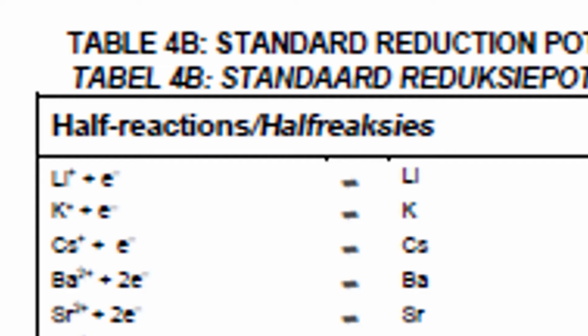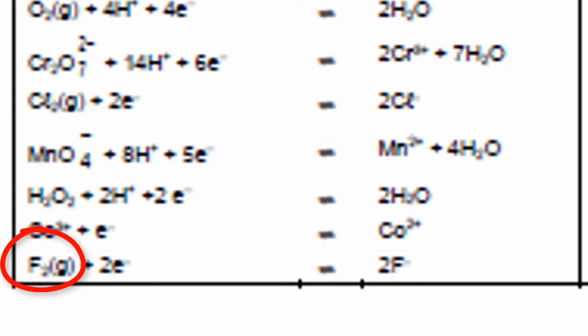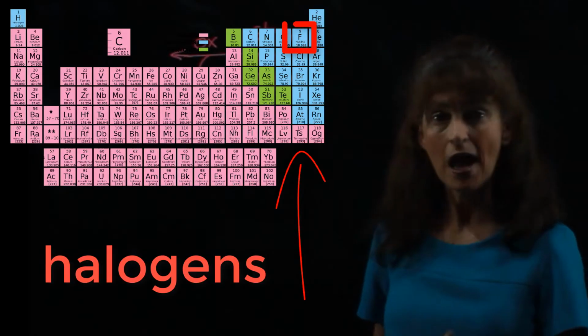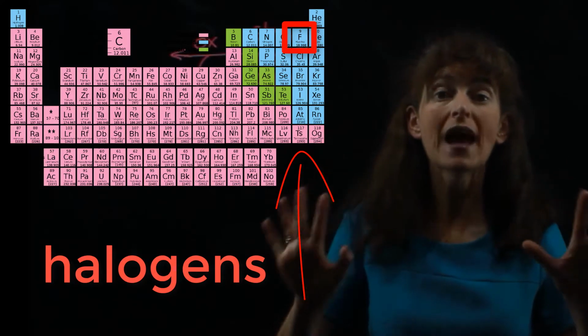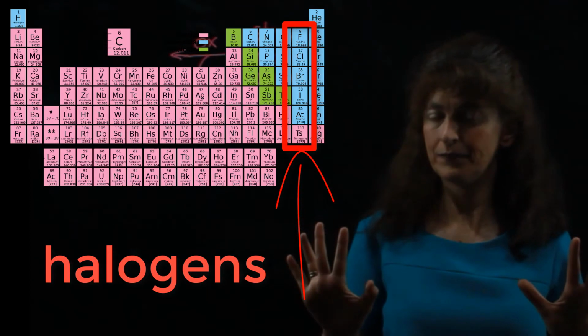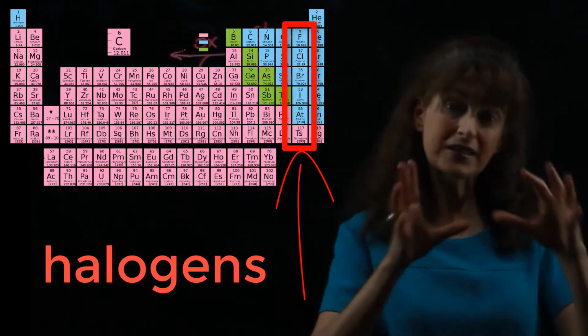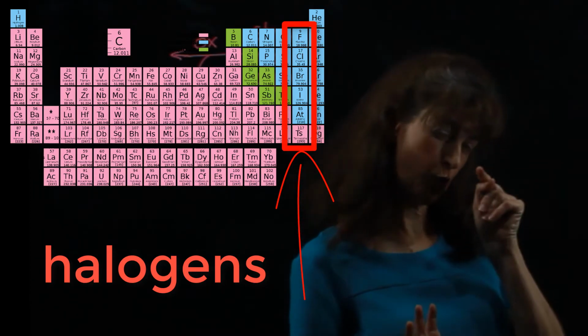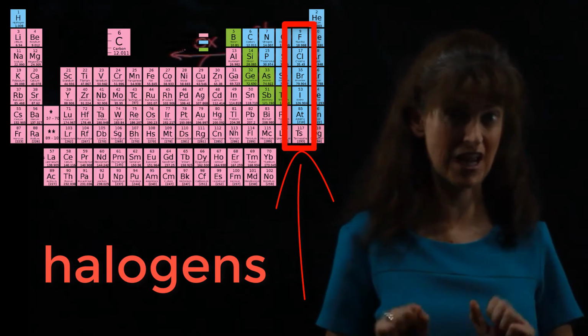Then let's go to fluorine. Fluorine's at the bottom left. Fluorine is a halogen, and it's the most reactive of all the halogens. Halogens have 7 valence electrons, just one gap in each atom.